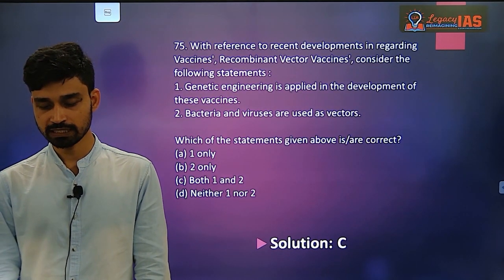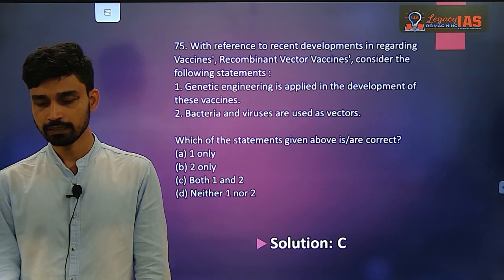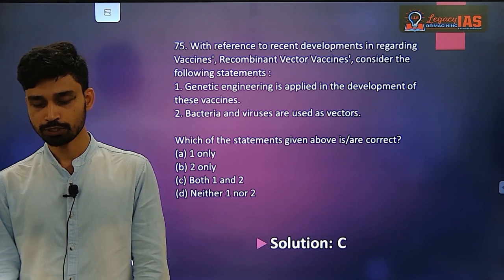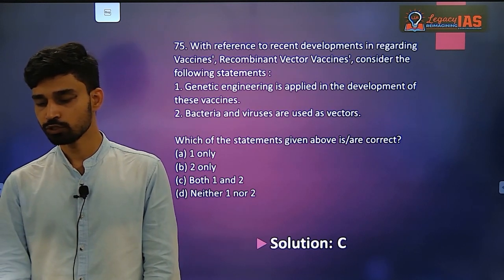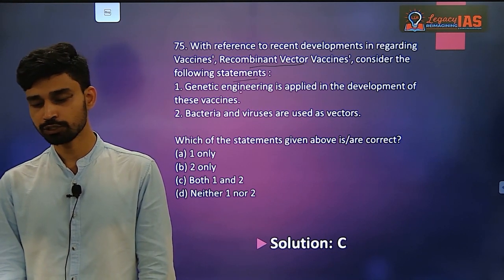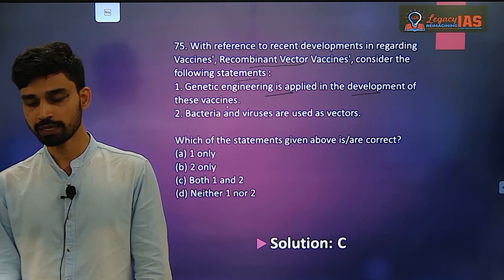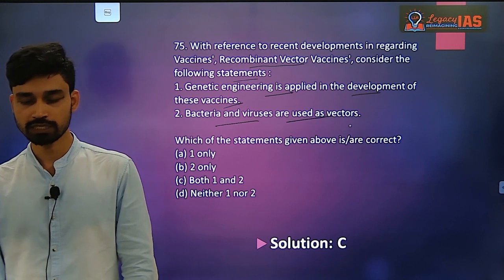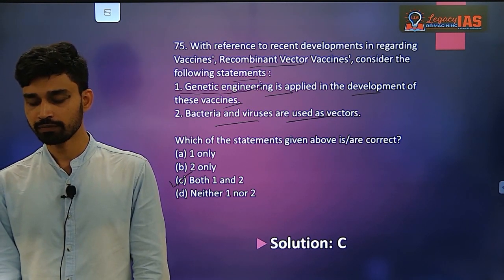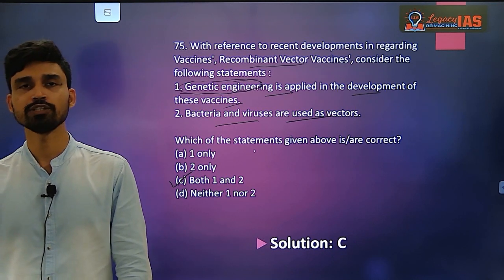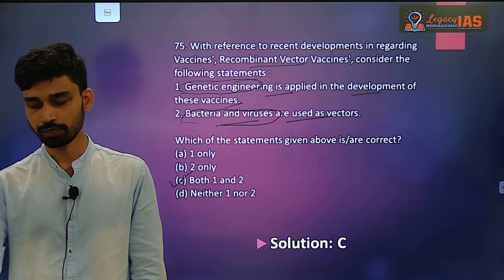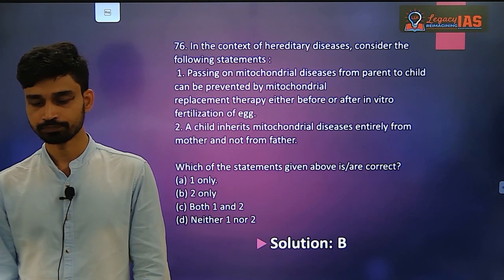Next is 75th, it is regarding the vaccine, that is a vector vaccine. So, with reference to recent development regarding vaccine, recombinant vector vaccines, consider the following statements: genetic engineering is applied in the development of these vaccines, and bacteria and viruses are used as a vector. So, again here both statements are correct. Obviously, when we design vector vaccine, principles of genetic engineering are applied and both bacteria and viruses can be easily used as a vector. So, correct option will be C.